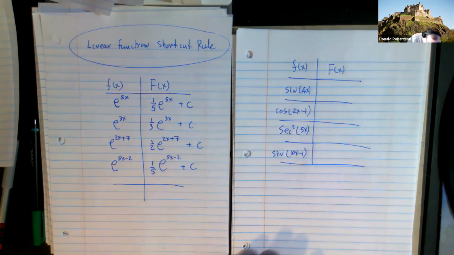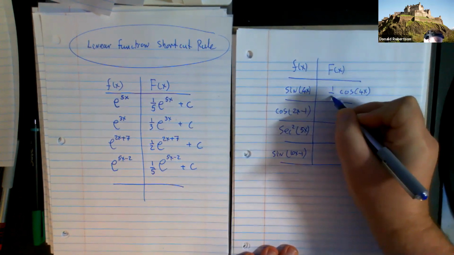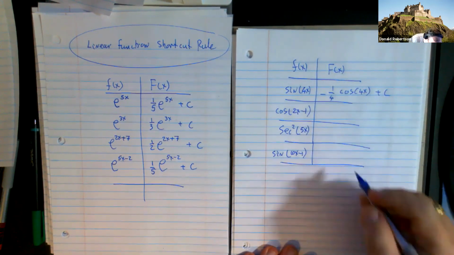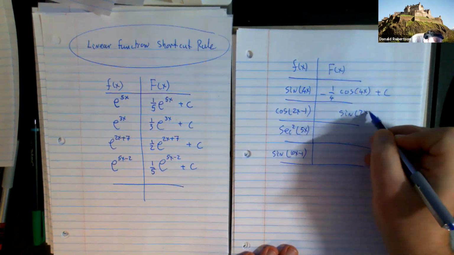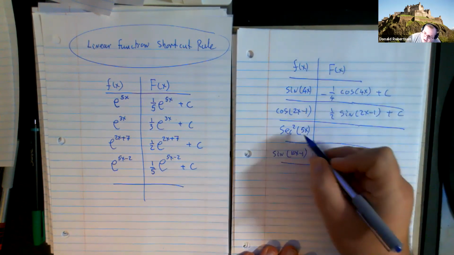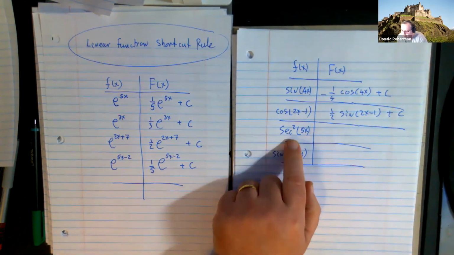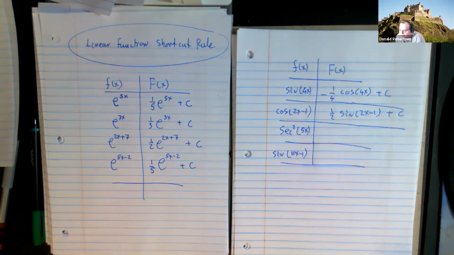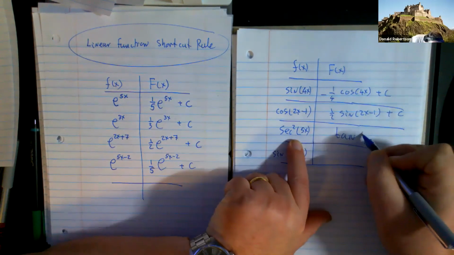Antiderivative of the sine of 4x is negative the cosine of 4x and a quarter. Cosine of 2x minus 1, its antiderivative is positive the sine of that with a half. Okay, what do you think a secant squared 5x is going to get us? What's the antiderivative of just secant squared, normal secant squared? Tangent. Right, so tangent of 5x.